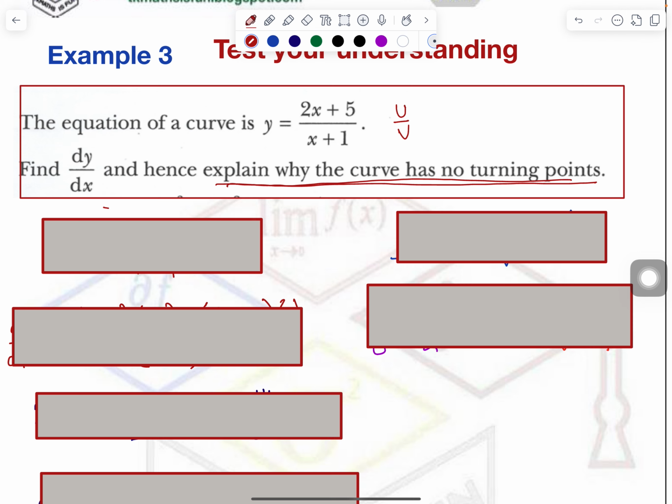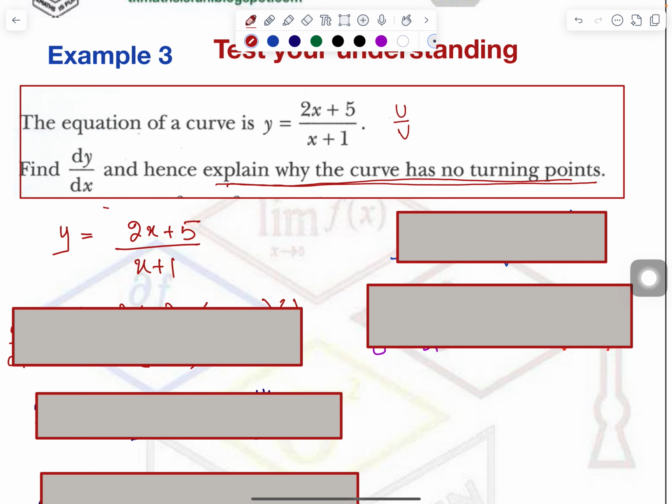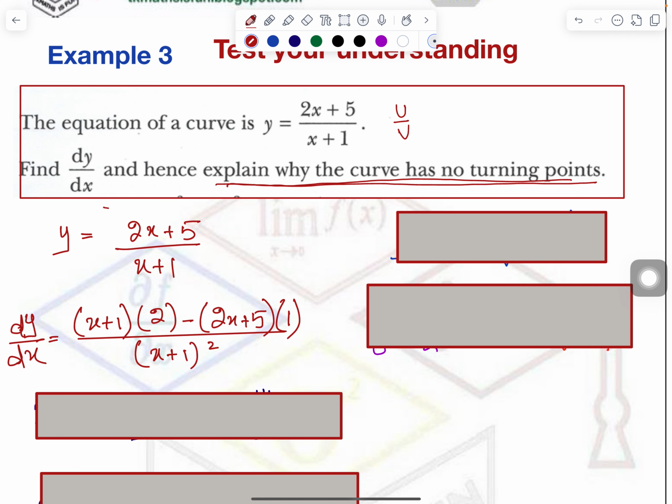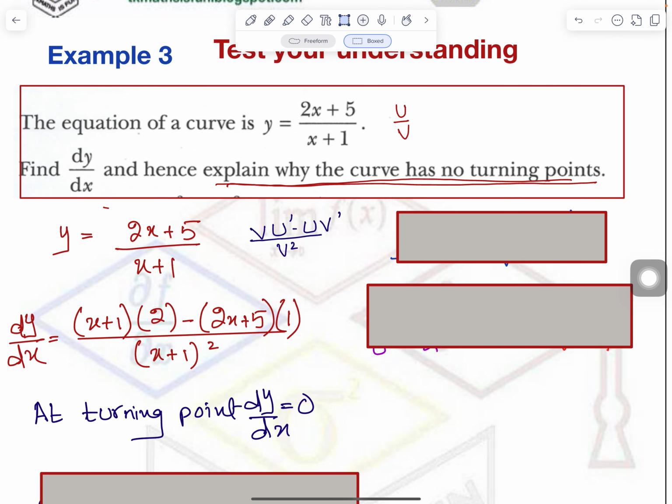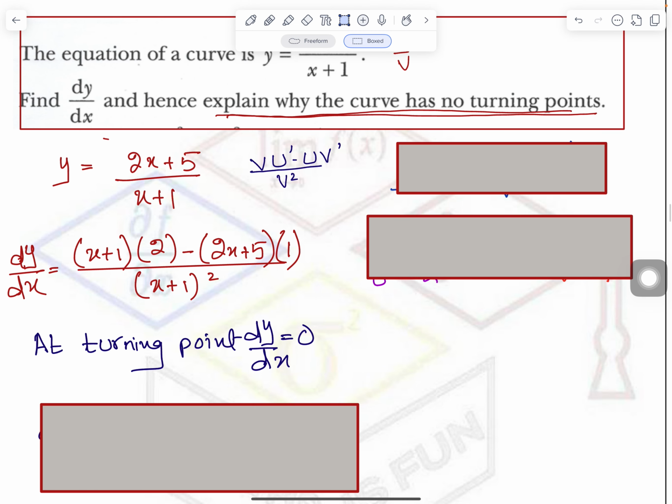So let's see. This is a logical explanation. So first of all, this is the function. I have to differentiate it. And I'm sure you would differentiate it correctly. Formula, I can write it again here for you in case if you have forgotten. It is v square v u prime minus u v prime. Right? Then you will do what? Put it equals to 0. Because we have to check there is no turning point.